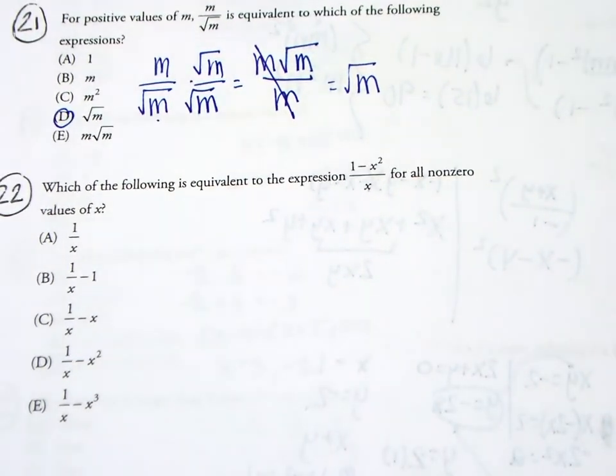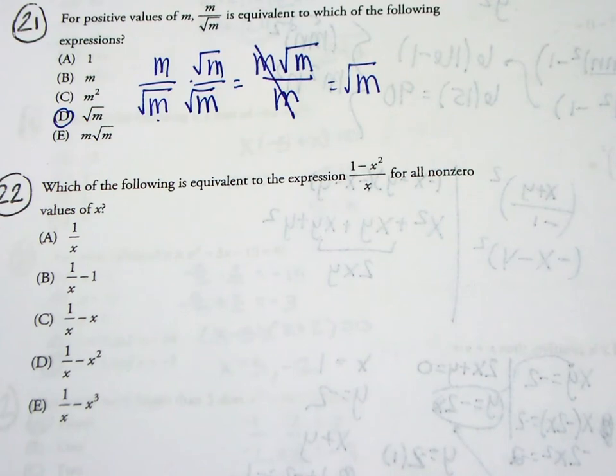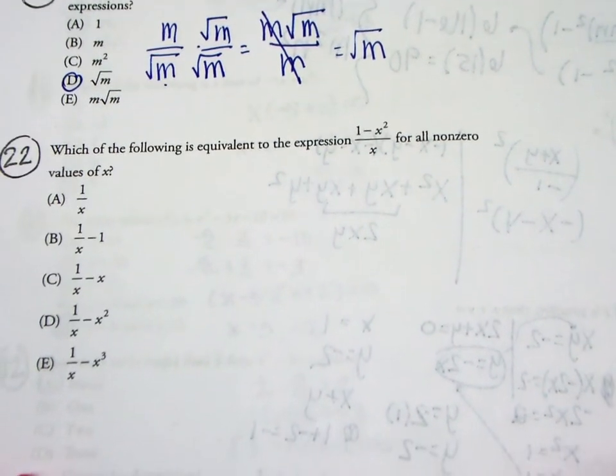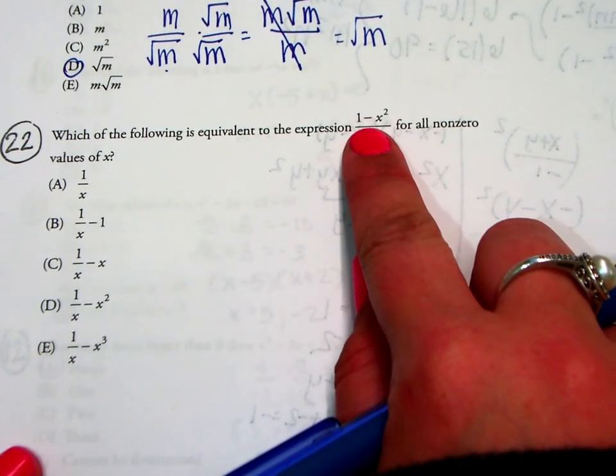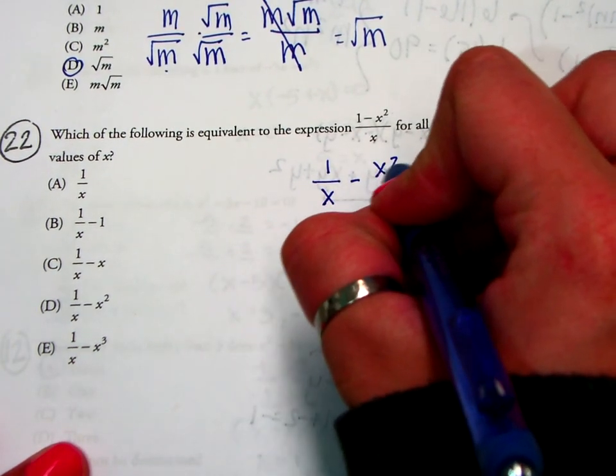Which of the following is equivalent to the expression (1 minus x squared) over x for all non-zero values? Anytime you have a piece like this, adding and subtracting, you can always break up your equation to look like this.